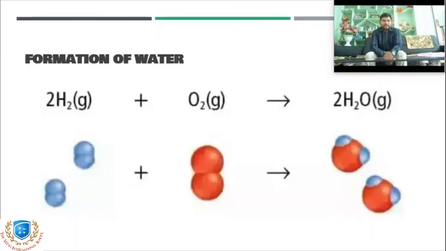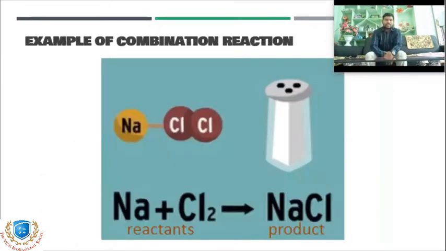One more example for chemical combination reaction. We know about sodium metal. Sodium metal combines with chlorine gas to form sodium chloride salt. Here sodium is an element and chlorine gas is an element. Two elements combine together to form one single compound, sodium chloride. So this is also an example of a chemical combination reaction.